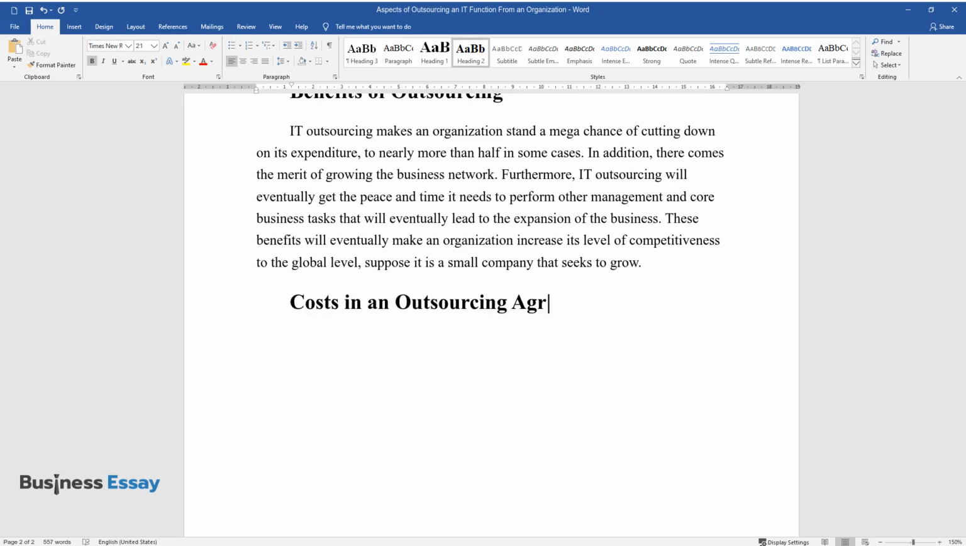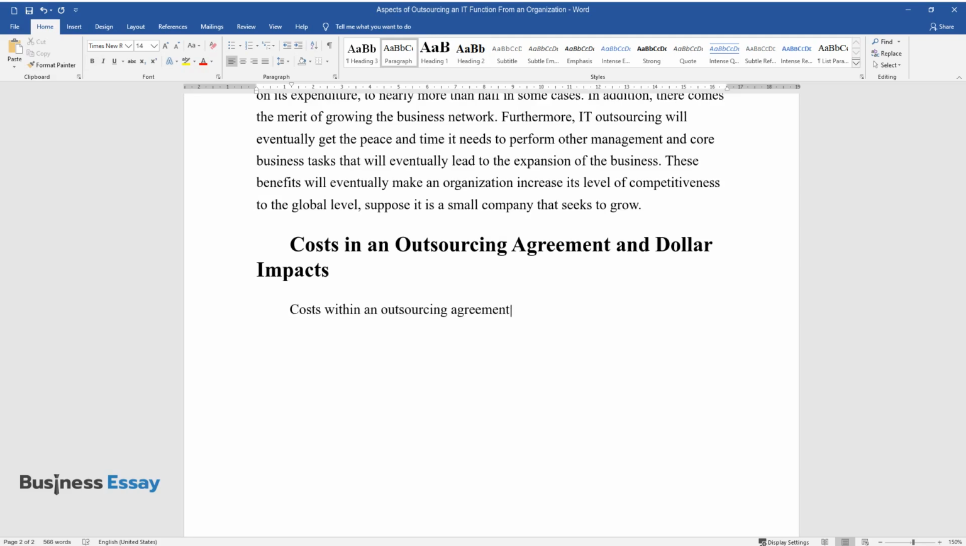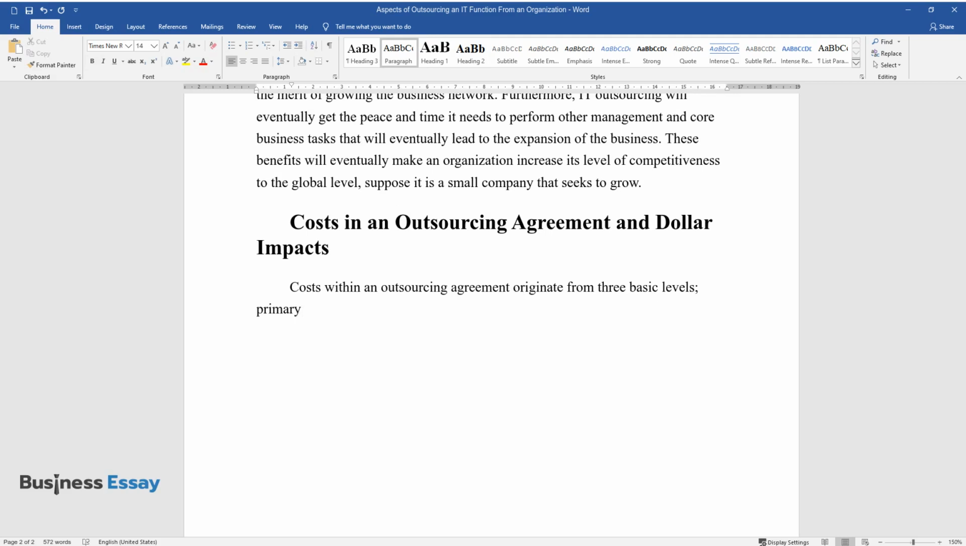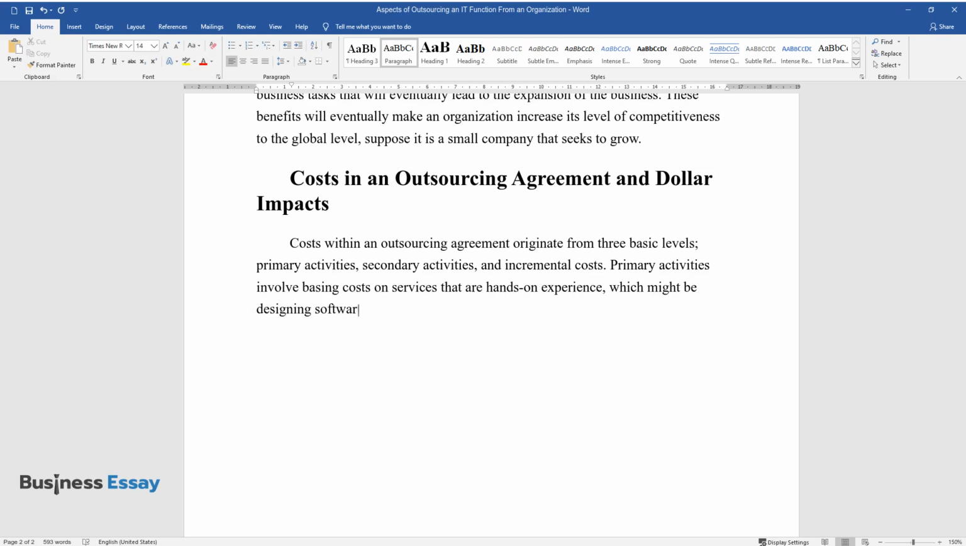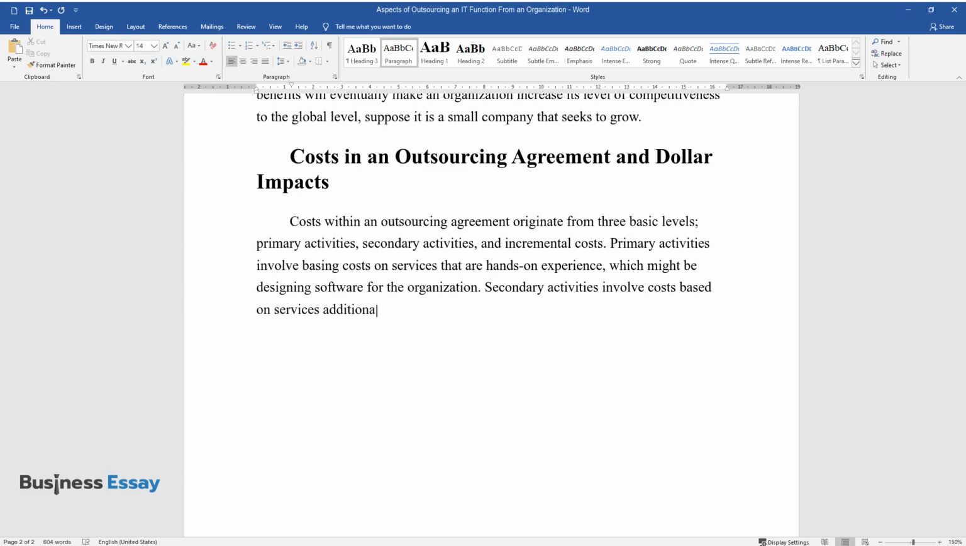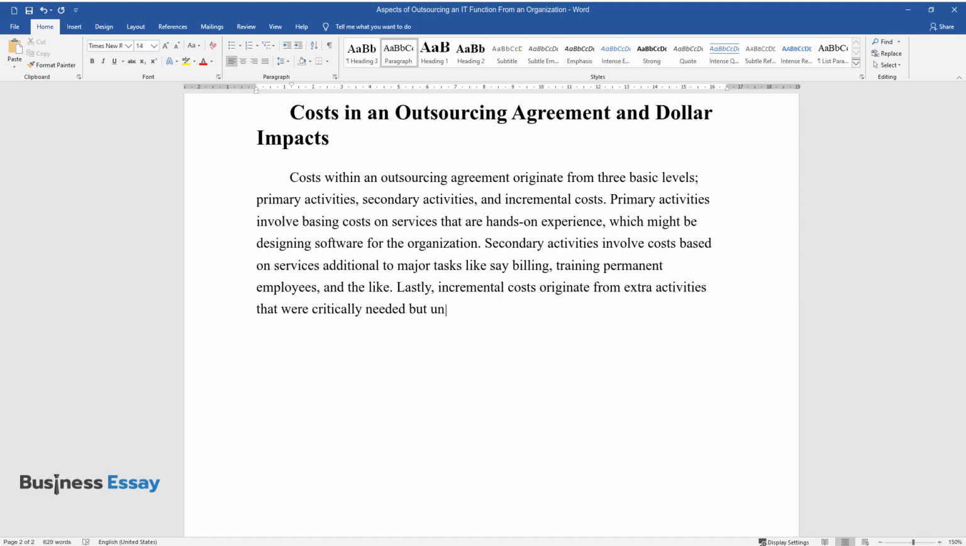Costs in an outsourcing agreement and dollar impacts. Costs within an outsourcing agreement originate from three basic levels: primary activities, secondary activities, and incremental costs. Primary activities involve basing costs on services that are hands-on, which might be designing software for the organization. Secondary activities involve costs based on services additional to major tasks like, say, billing, training permanent employees, and the like. Lastly, incremental costs originate from extra activities that were critically needed but unplanned for during the outsourcing services.